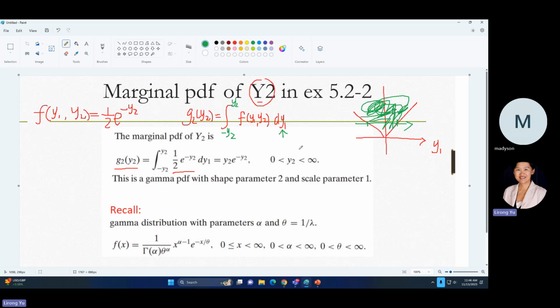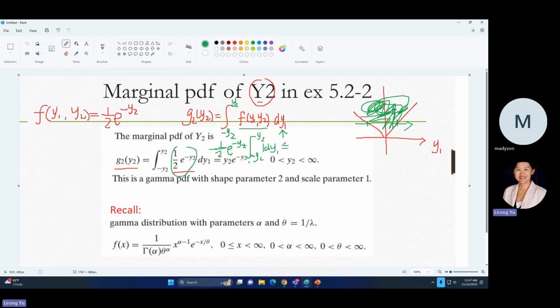So we were supposed to integrate dy1. The function itself has no y1, so integration-wise, you bring that outside. That is the same as that density function. You bring that outside of your integration. You go 1/2 e to the negative y2, and now you have the integration from negative y2 to y2 of dy1. It's the integration of 1.